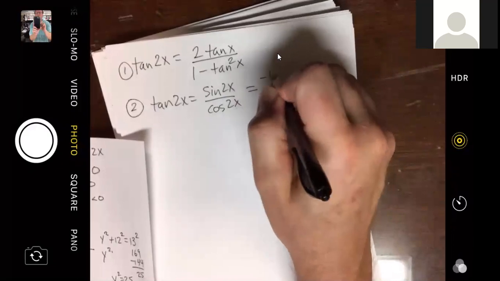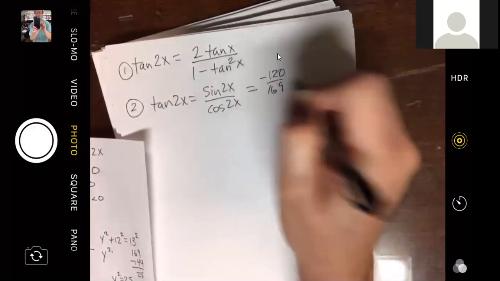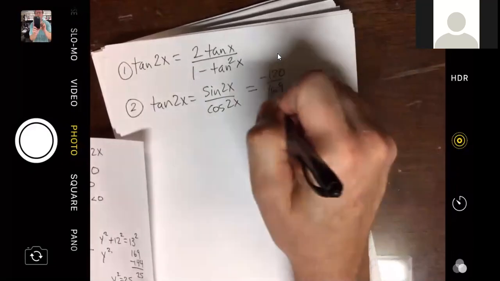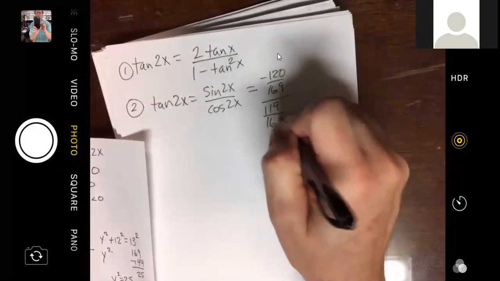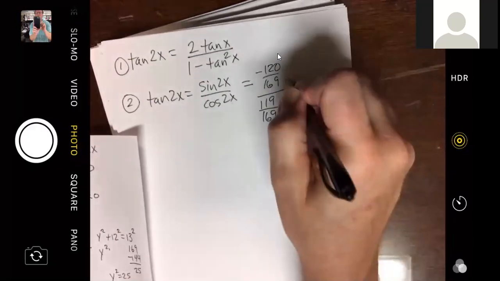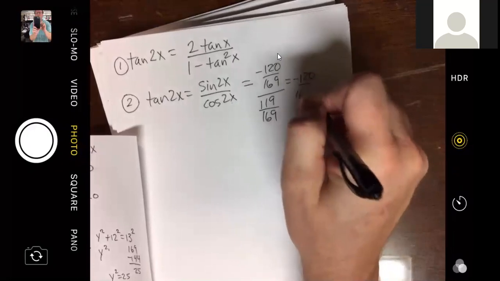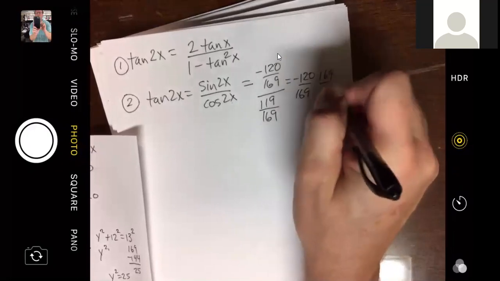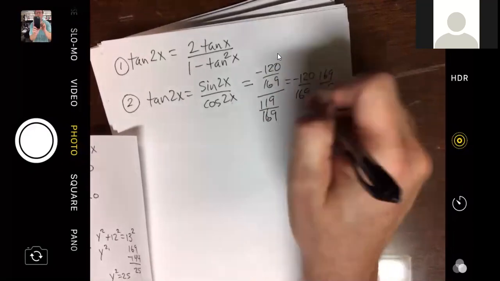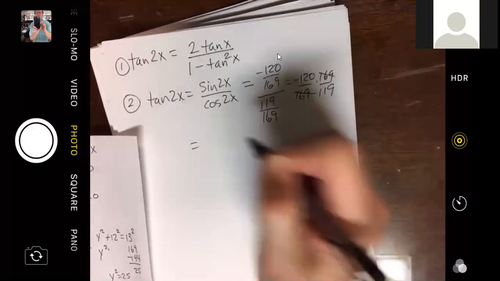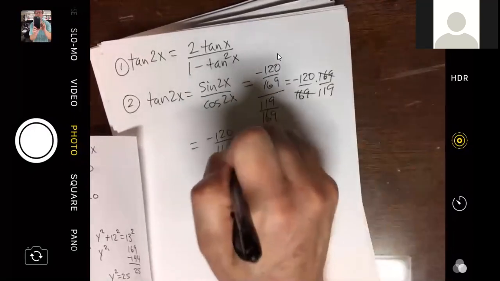Sine of 2x is negative 120 over 169. Cosine of 2x was 119 over 169. Negative 120 over 169 times 169 over 119. You remember this flips. And you wind up with negative 120 over 119.